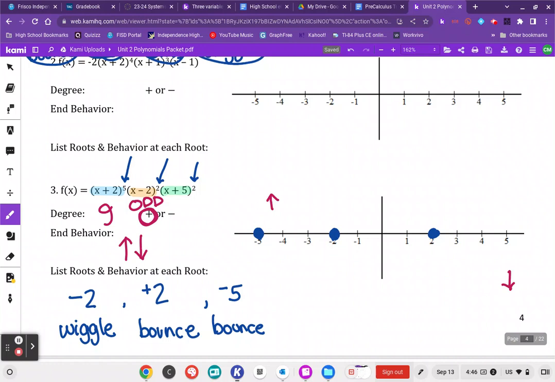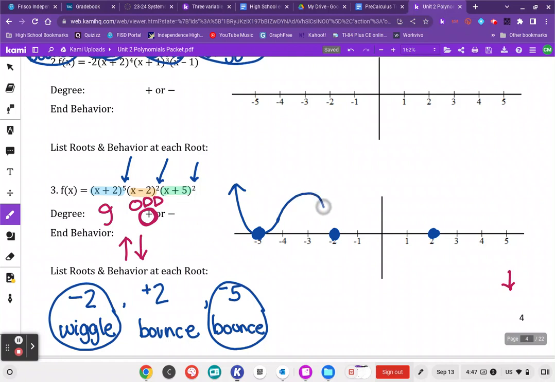Okay, I'm going to start over here on the far left. I'm going to start at -5, and -5 is a bounce. So since I have to be pointing up over here, I'm going to be bouncing on top of the x-axis. So it's going to be something like this. So -2 is the next point I come to, and it's a wiggle. Since I've bounced up here, to get around here to this wiggle, I'm going to have to do something like this.